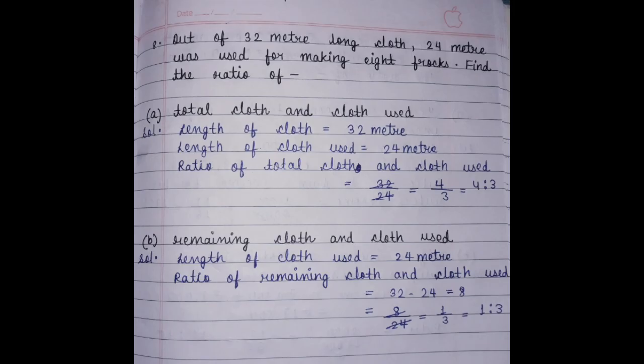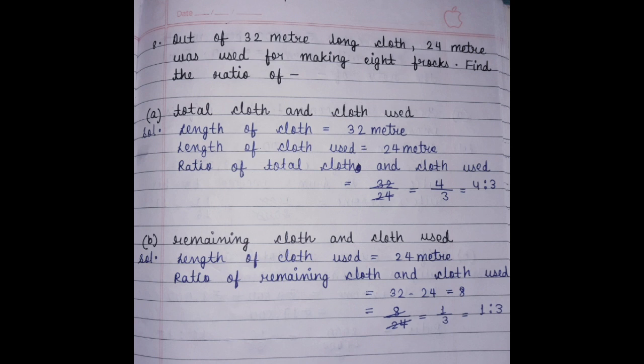Our eighth question is: out of 32-meter long cloth, 24 meters was used for making 8 frocks. Find the ratio of (a) the total cloth and cloth used. So length of cloth is equal to 32 meters. Length of cloth used is 24 meters. Ratio of total cloth and cloth used is equal to 32 by 24. The simplest form of 32 by 24 is equal to 4 by 3, and the ratio of 4 by 3 is 4 is to 3. So the ratio of total cloth and cloth used is 4 is to 3.